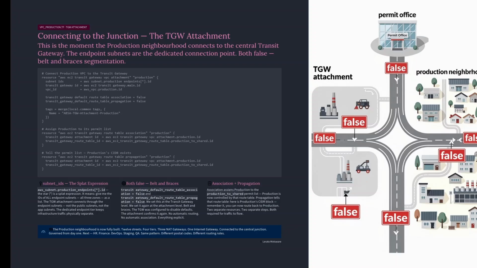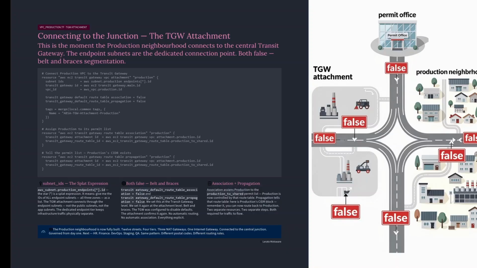Now, route table associations. aws_route_table_association. This is the moment a street gets connected to a specific route table. Without this association, a subnet exists, but it has no routing rules, no road to follow, completely isolated.